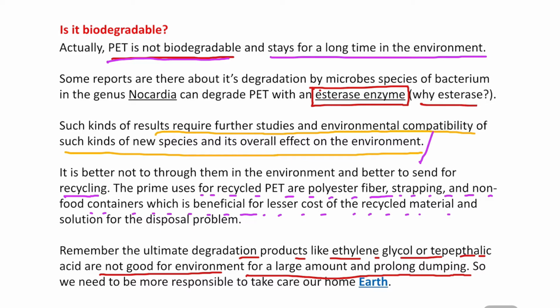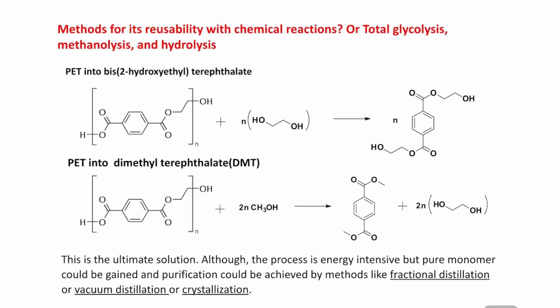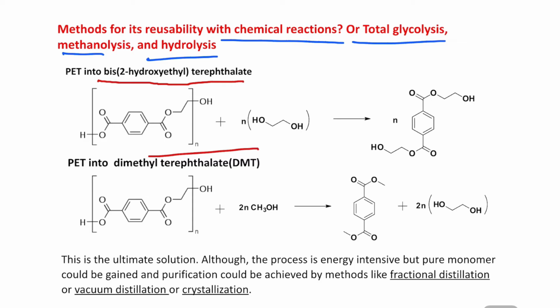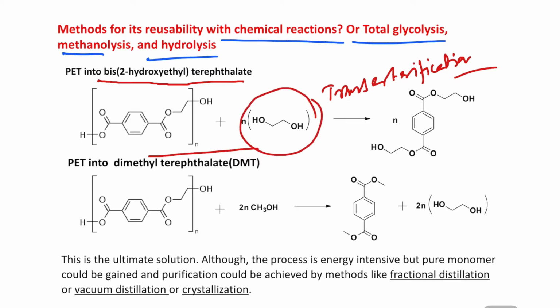Please don't get misunderstood. Now, methods for reusability with chemical reaction: total glycolysis, methanolysis or hydrolysis. See, this is actually a strategy that will help us to reuse this. So PET into bis(2-hydroxyethyl) terephthalate. How? See, this is actually again transesterification. Okay, transesterification reaction. So in this case, this alcohol is used. So in this way, it is converted into the monomer. Okay, just some time before we have discussed.